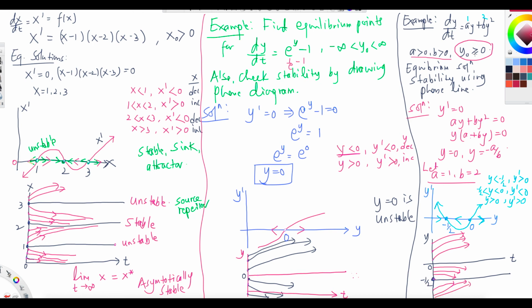But the question is asking only for y sub 0 greater than or equal to 0, so you don't have to worry about the values below that. So this is the solution. You can say that it is unstable. So the 0 equilibrium point is unstable. You can see that from this graph or that graph.